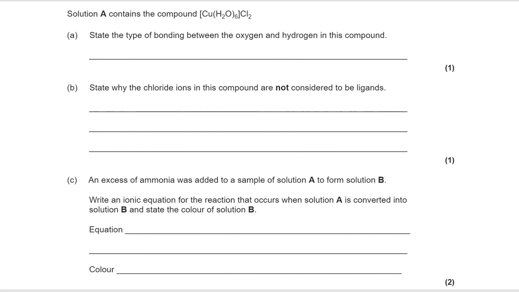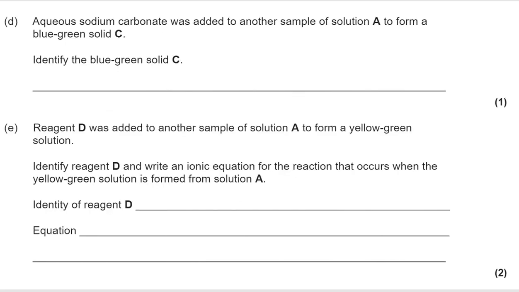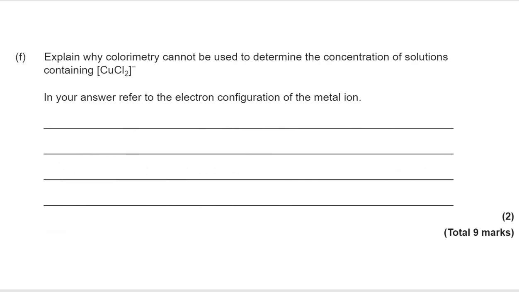This is a question about transition metals and bonding. It's 9 marks, so pause, try each section, and then review once you're done. Here's parts A, B, and C, parts D and E, and part F.